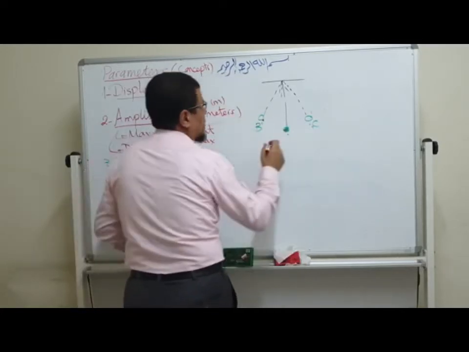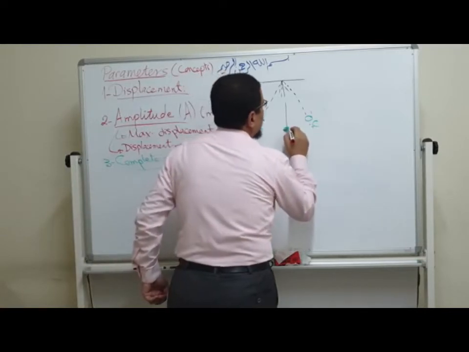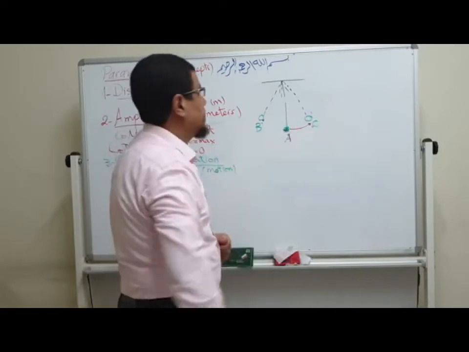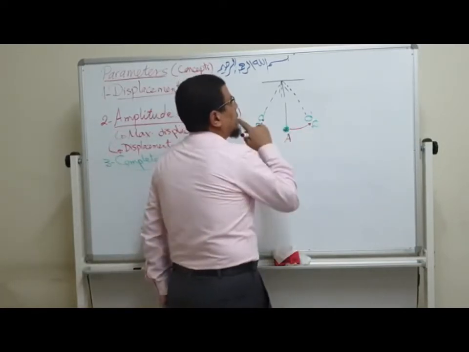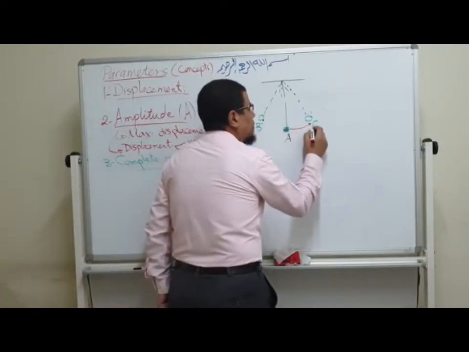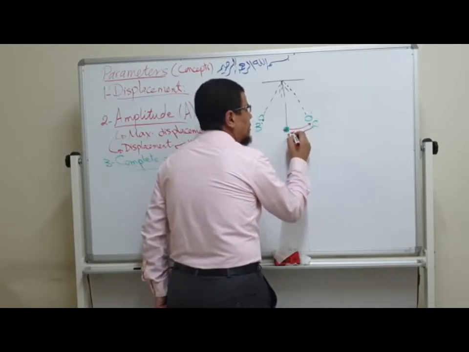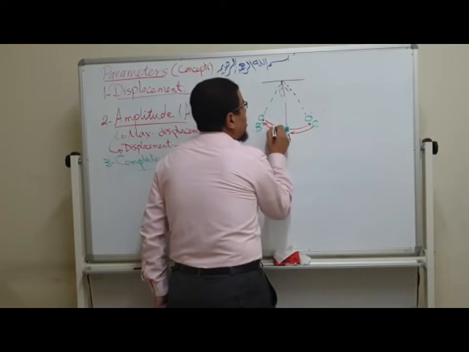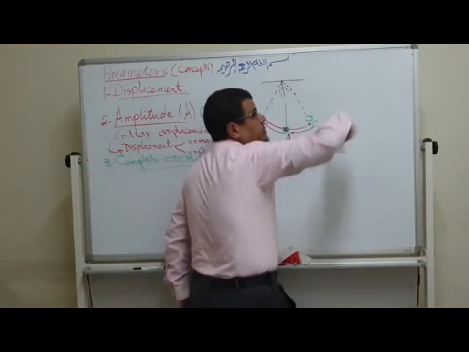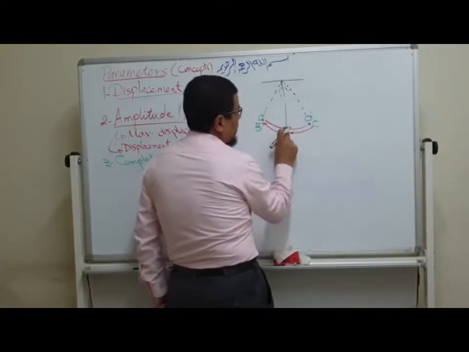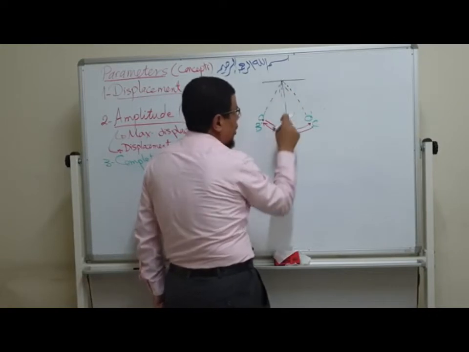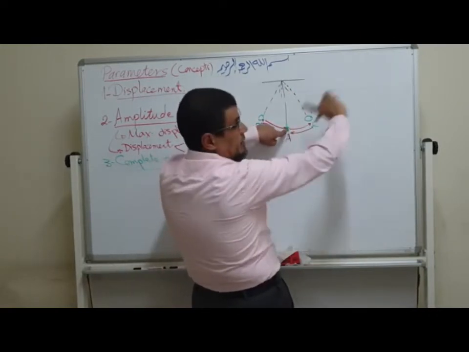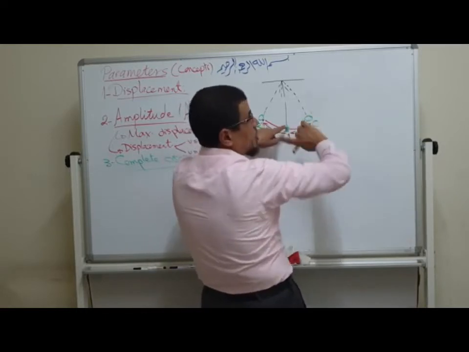If I start from A and move towards C first, start this motion. It will move back from C to A. Good. And from A to B. Good. And from B to A again to the right. So here, this vibrating object passes by A twice to the right, two successive times to the right.